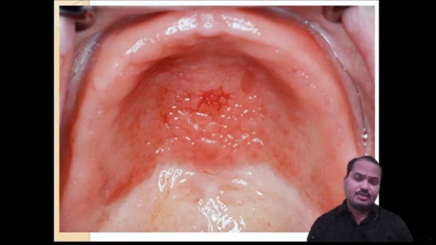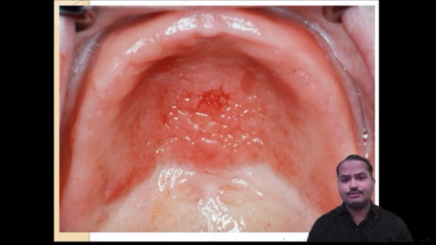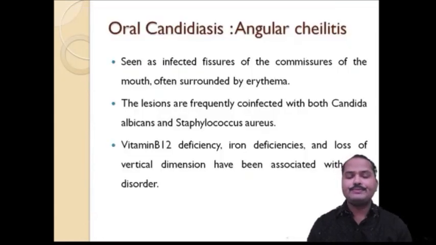Here we can see a picture of a complete denture patient where the palatal tissue is showing some granular changes along with erythematous area all throughout the palate. That means all throughout the denture bearing area. This will be categorized into type 3 denture stomatitis.